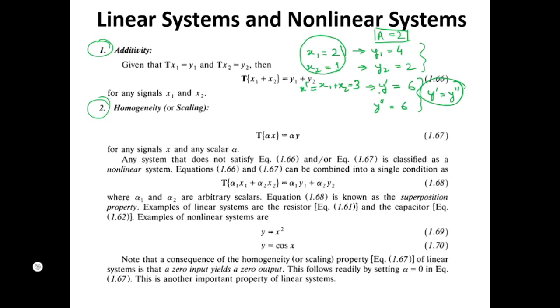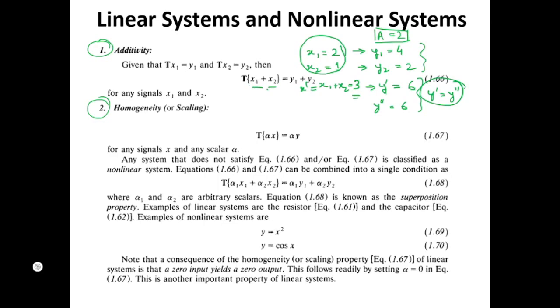In the first case, y dash we got when we have added up the inputs. x1 plus x2 is being put in, that multiplied by the gain, that is y dash. Okay. In the second case, we are adding up the output values. So that is what it is saying. Transfer function of x1 plus x2.